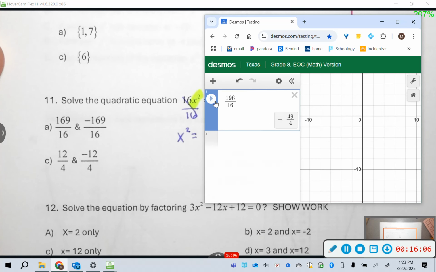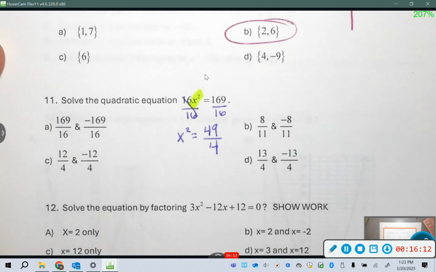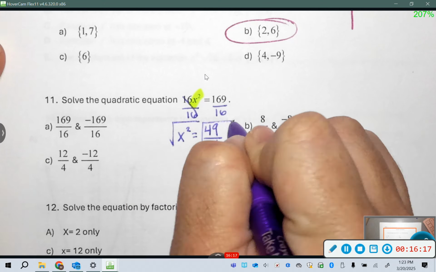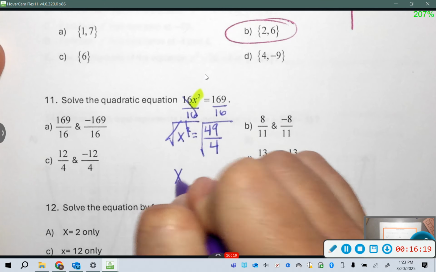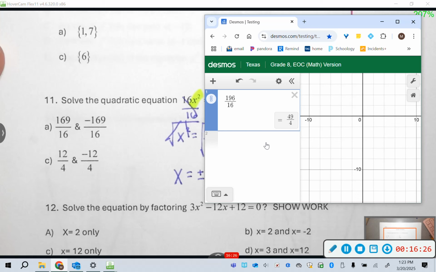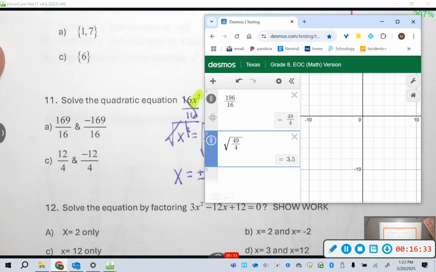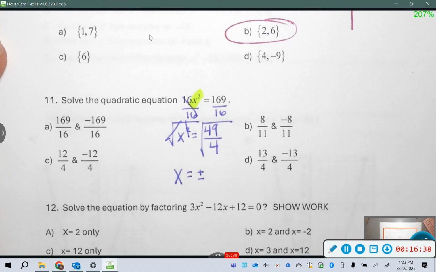And it does not. Oh, it does. 49 over 4. Just kidding. Don't listen to me. 49 over 4. And now I'm going to square root both sides because what's squared is alone. So square root cancels the squared on the left, and I get x equals positive and negative something. Well, this is where my calculator becomes my friend. We're going to check it. So check 49 over 4. And I get 3.5, which is 7 over 2. So my answer is 7 over 2.